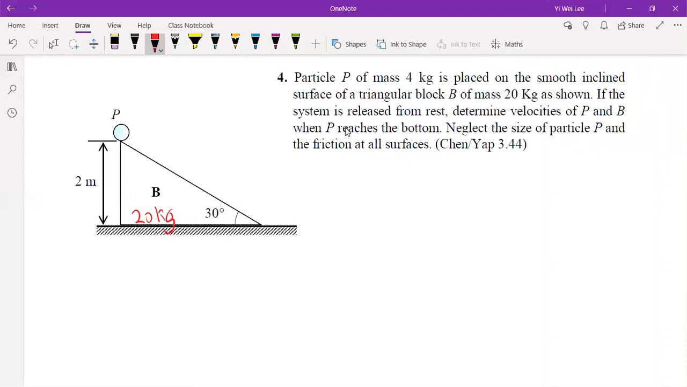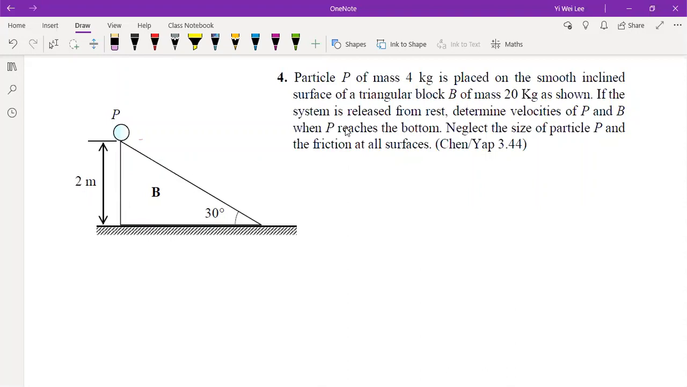But today, things change because B is not fixed on the ground. When B is not fixed onto the ground, it means that when P moves down, B will actually move to the right, left. So when we have situations like this happening, it's actually quite tough for us, but it's okay. Let us dissect bit by bit on how we solve this question.